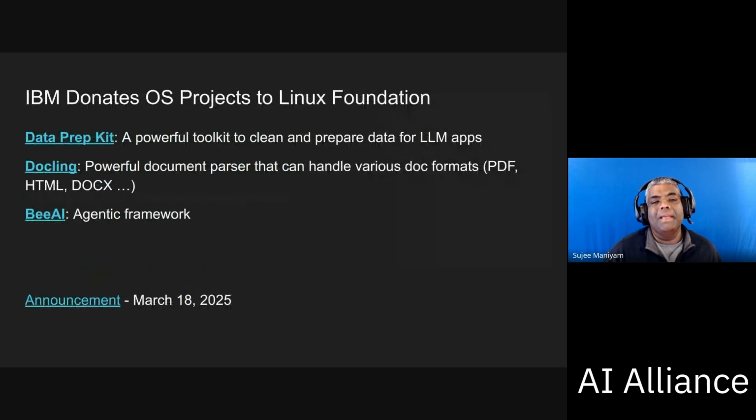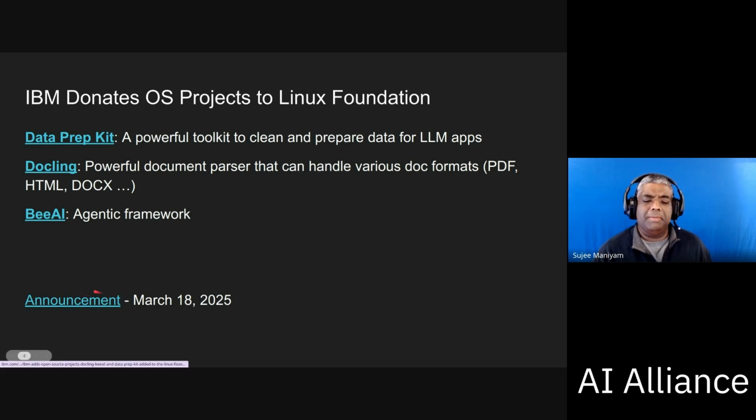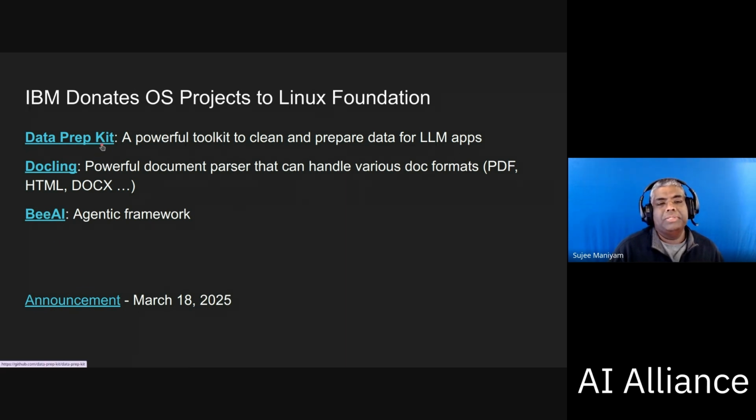By the way, the toolkit I'm going to talk about is DataPrepKit. It used to be an open source project under IBM. Now it's donated to the Linux Foundation. There was an announcement just a couple of days ago that IBM is donating these 3 open source projects to the Linux Foundation, so they'll be under the governance of the Linux Foundation going forward. Open source remains open source, right?